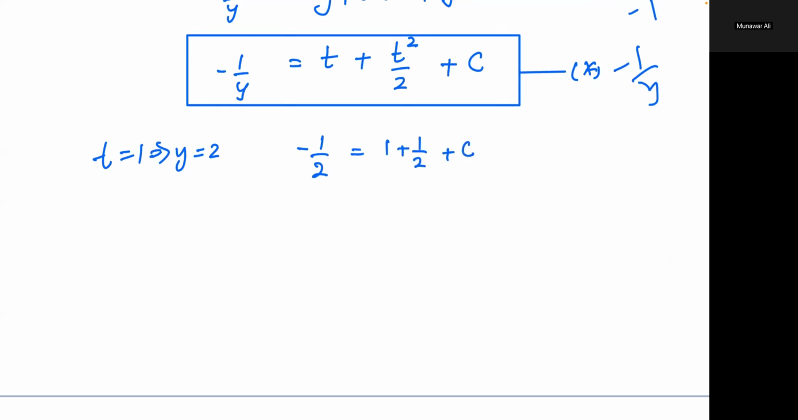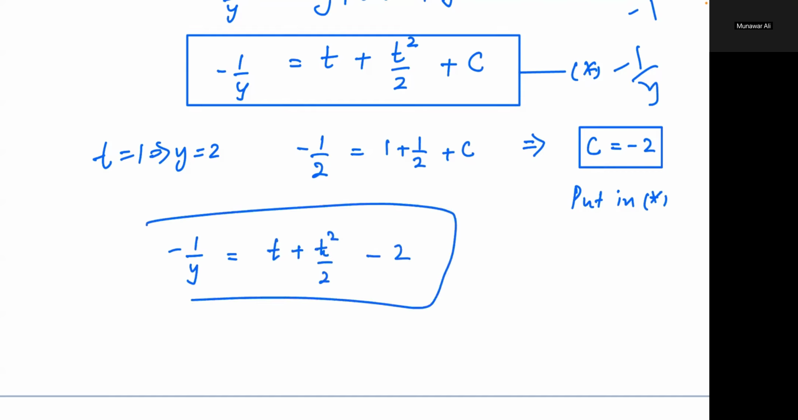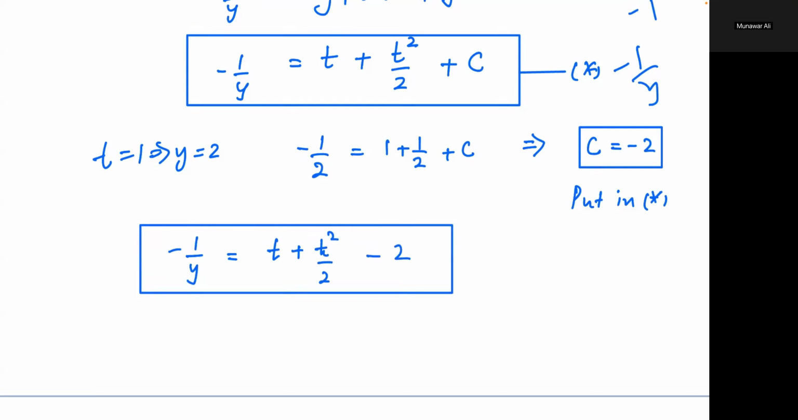So you add, subtract, and do whatever you like. I think the value of c will be negative 1. No, no, no, no. Negative 2. Yeah. Okay, and you just substitute this value back in the star. It will give you the particular solution, and this star is a general solution. Negative 1 over y equals t plus t squared over 2 minus 2. So this is the particular solution.